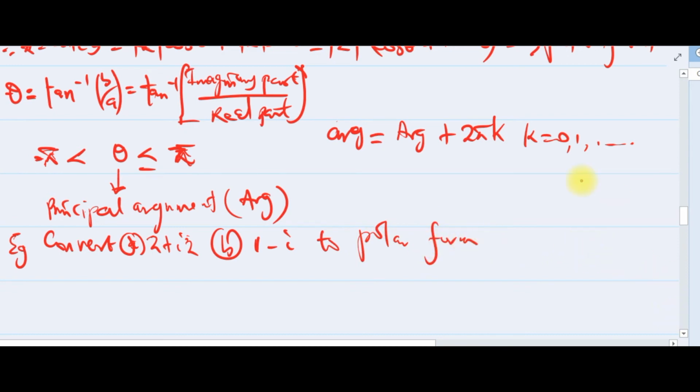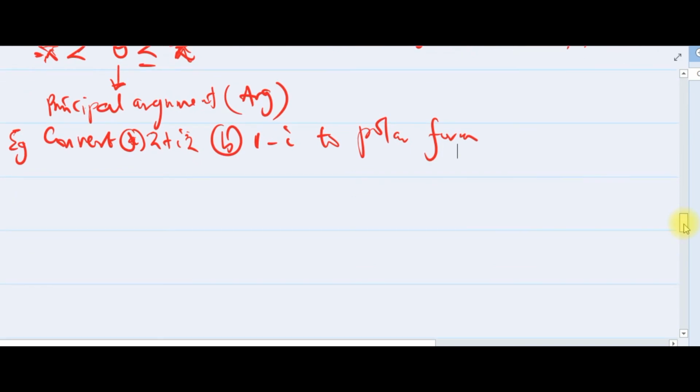So the answer is very, very simple. Using our formula, we can do that. But I always advise students to draw the Argand diagram, especially when we have negatives, because the number will fall in either the second, third, or fourth quadrant. So always use it to make our solution correct. From here, it's very simple.